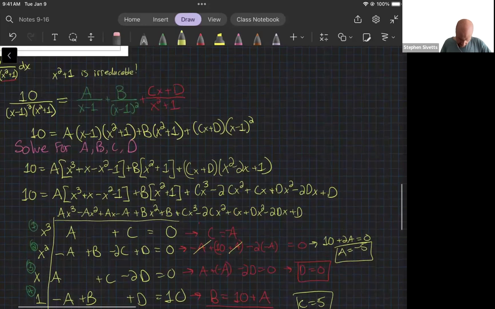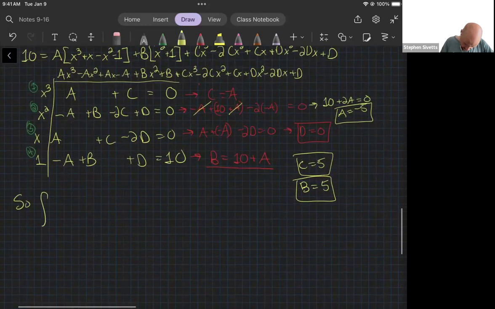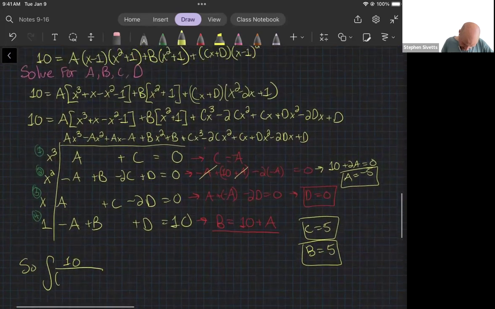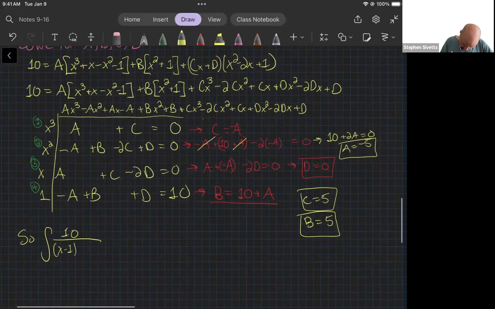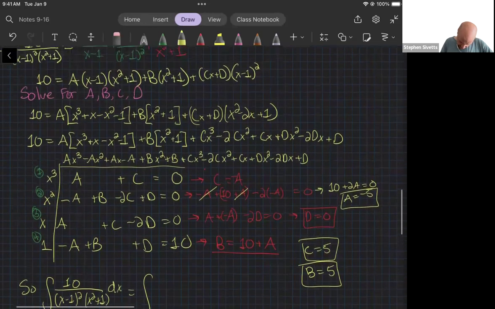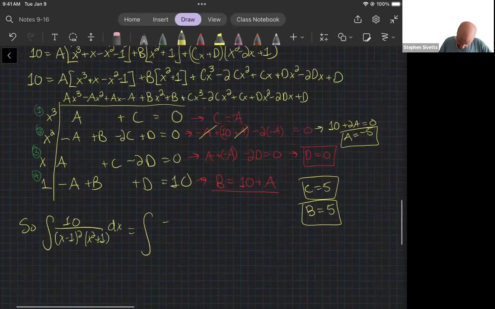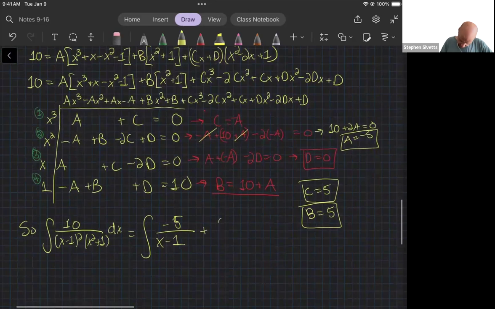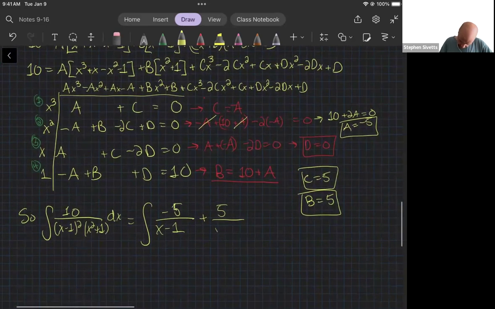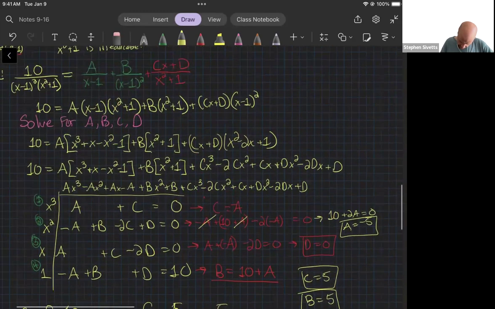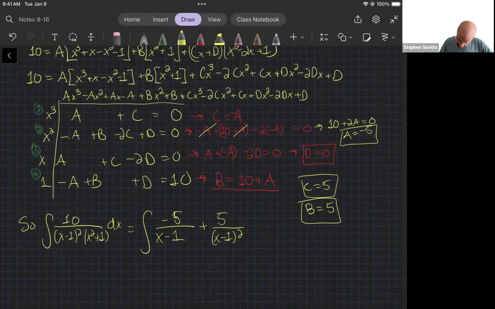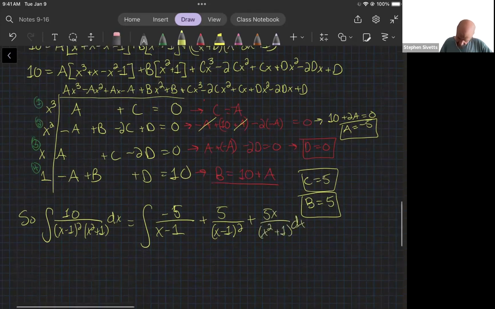So sorry, that took a while. So the integral of 10 over x minus 1 squared times x squared plus 1 dx is equal to, well, a is minus 5, so minus 5 over x minus 1 plus 5 over x minus 1 squared. And then d is 0, so this would be, I should say plus 5x divided by x squared plus 1 dx, right?